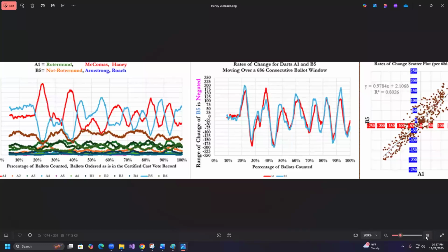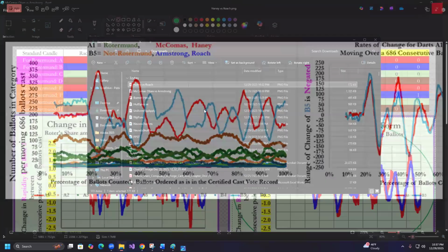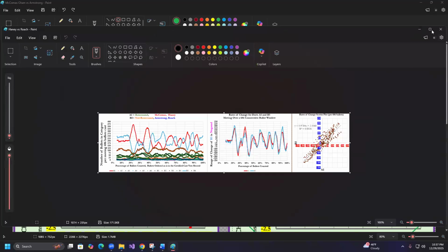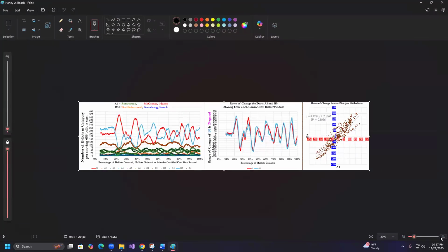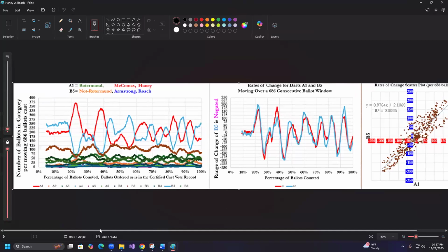So we have 12 different vote totals here. And this is Haney versus Roach. Amongst these vote totals, which of these are significant? Let me see. Roterman, McComas, Haney. I'm just trying to say A1 is Roterman, McComas, Haney.